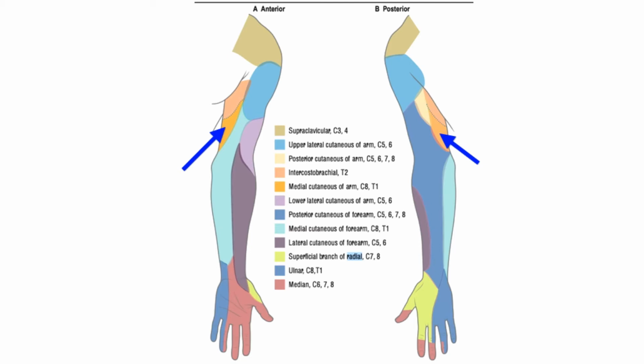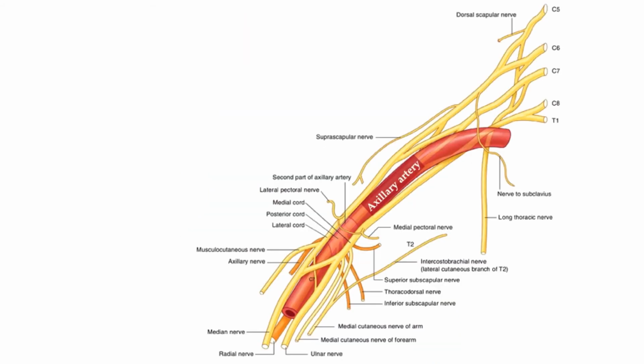This branch descends in the arm by lying in between the brachial artery and basilic vein. It pierces the deep fascia along with the basilic vein near the middle of the arm, and then it becomes superficial and supplies the skin over the lower part of the arm and anteromedial side of the forearm up to the wrist, as represented by the 2 arrows here.